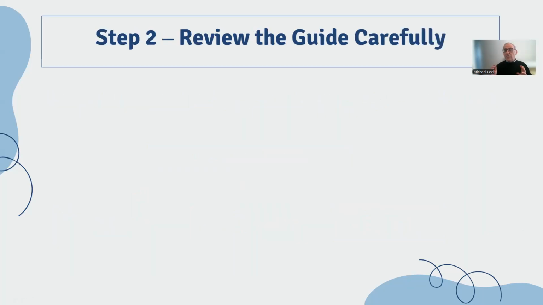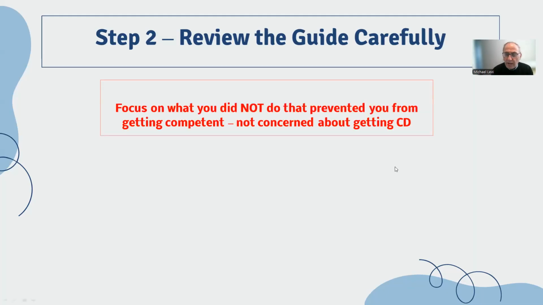Step number 2 is an extremely important step, and it entails reviewing the guide very carefully. What am I focusing on when I look at the guide? My major focus is: what did I miss? What did I not do that prevented me from getting competent? That's the key thing I'm interested in. Why did I get RC rather than competent? What was missing in my response that prevented me from going from RC to C?